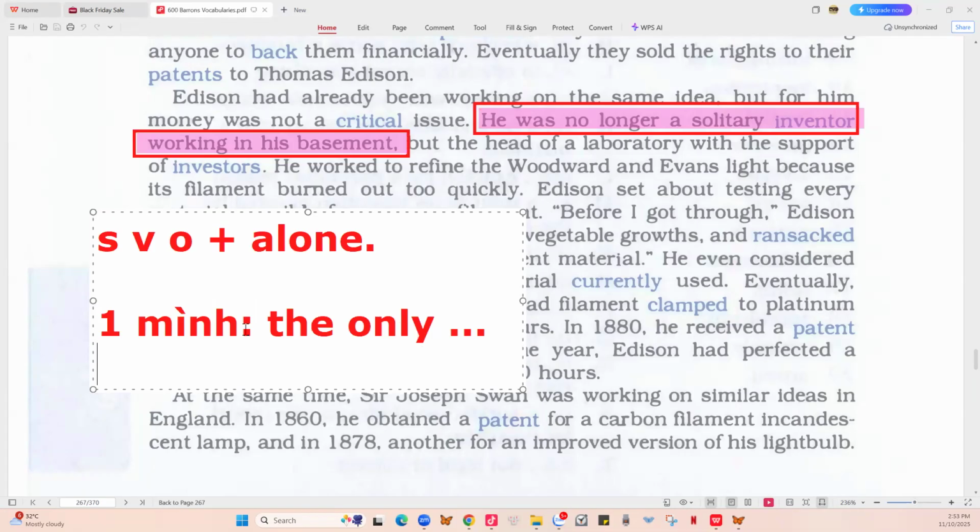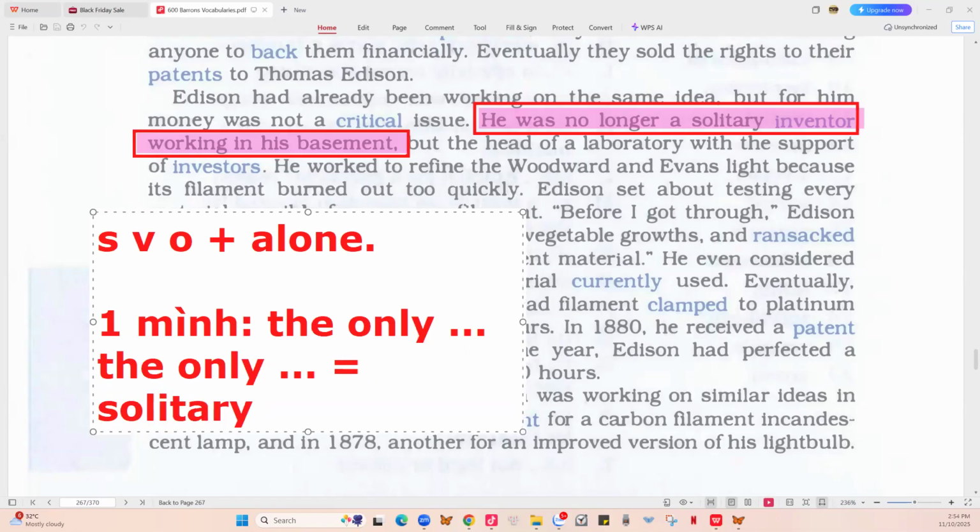I cook alone. It's not like I am the alone cook. No, I am the only cook in the restaurant. So we use the word alone at the end of the sentence. You use the word the only as an adjective. So we have the word the only something, the same as the word solitary. Solitary.